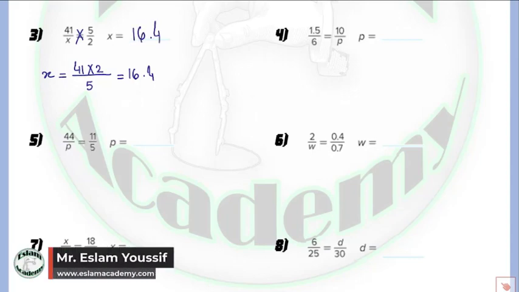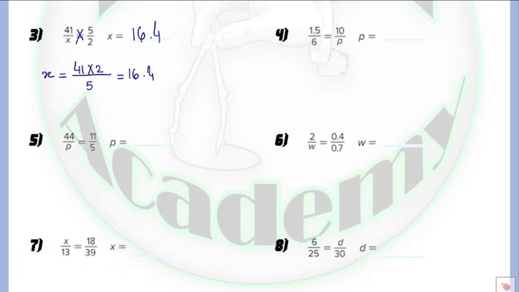In question number 4, we have 1.5 over 6 equals 10 over p. By using cross multiplication, whatever the position of p, we just say that p is equal to the number opposite to p, 1.5, written down, and the two numbers opposite to each other written up. So we have 6 multiplied by 10. 6 times 10 equals 60, divided by 1.5 equals 40. That means p equals 40.